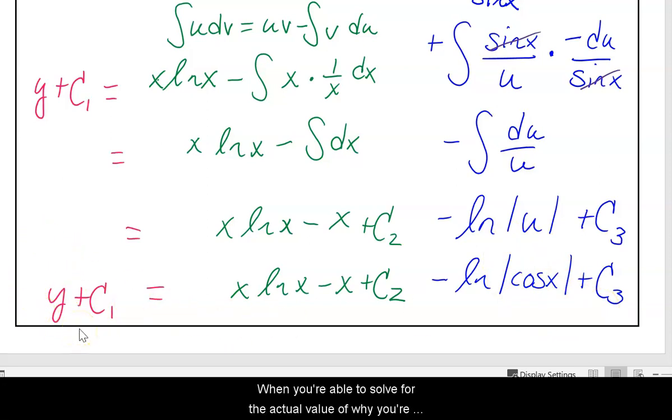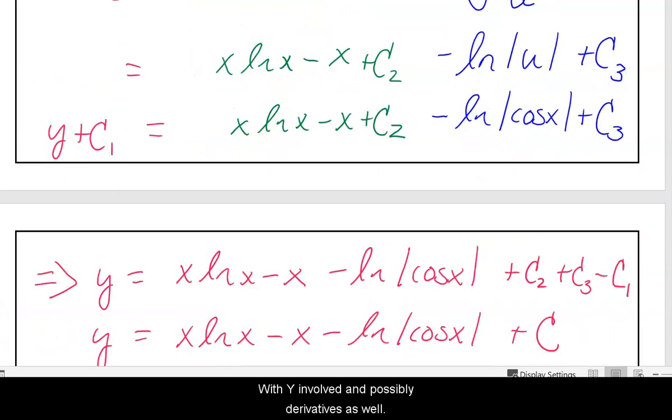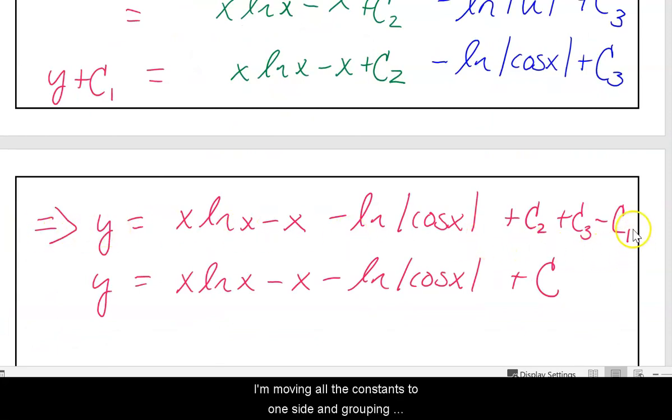When you're able to solve for the actual value of y, you're getting what we call an explicit solution, just like you did explicit differentiation and implicit differentiation. There are occasions where it's not possible to explicitly solve for y, but what you get instead is an implicit solution with y involved and possibly derivatives as well. By moving all the constants to one side and grouping them together, since a constant plus a constant minus a constant is still a constant, we just roll them all together and slap one great big plus c at the end.